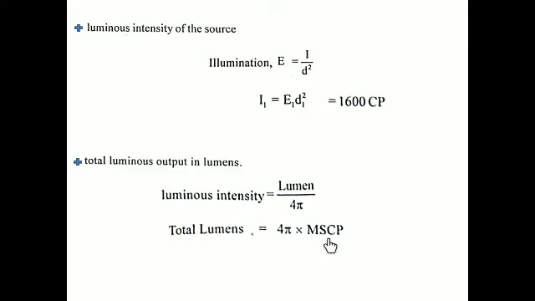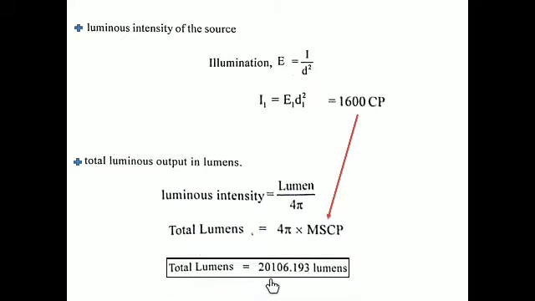We already saw this portion in terms of illumination. So go through this content. It is written in terms of luminous intensity. After that, we have to substitute. This MSCP is nothing but luminous intensity. It was calculated in the previous section itself, and that value is 1600 candle power. So substitute this candle power value here. Then all the data are there. Simplify this and find the total luminous value. That is nothing but 20,106 lumens.